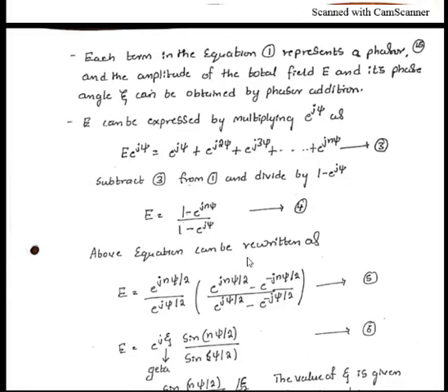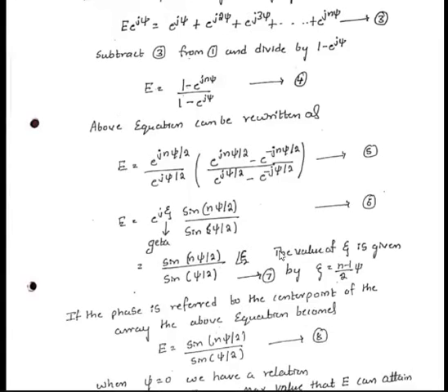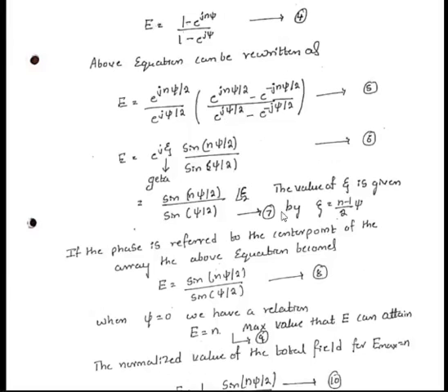So the above equation number 4 can be rewritten in a simplified manner, so that we could bring the total equation in terms of the sine. Let us take the common factor e raised to j n psi by 2, and the numerator and denominator will have e raised to j n psi by 2 minus e raised to minus j n psi by 2, which is in terms of sin n psi by 2. Dividing by 2, we have sin n psi by 2 in the numerator, and in the denominator we will have sin psi by 2.